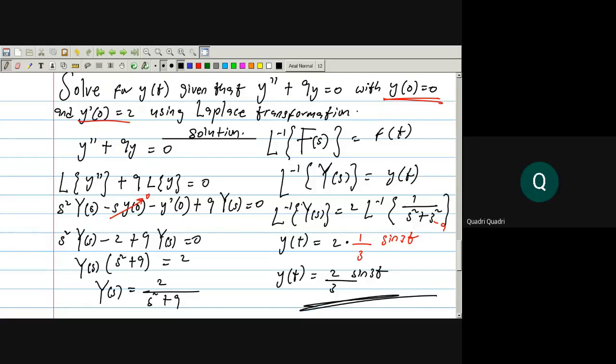That's the answer. As simple as that. So let me now summarize the steps for you. To solve with Laplace transform, firstly, take the Laplace transform of everything. After that, substitute the initial condition that you were given. Find the Laplace transform of everything, substitute your IVP. After that, factorize Y(s) out. Then take the inverse Laplace transform. That's just the steps. Is that clear?